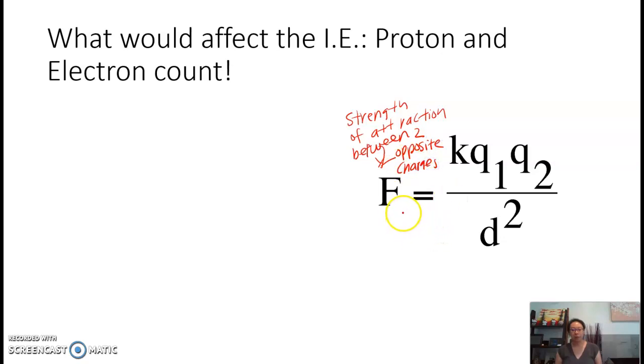Coulomb's law, or the strength of attraction between two opposite charges, states that it is directly related to the magnitude of the charges. Direct relationship means if the charges get bigger, so does the attraction between the two charges. If the charges get smaller, so does the attraction between the two opposite charges. So it's a direct relationship. Q1, it doesn't matter which is Q1 and Q2, but one represents protons, one represents electrons. So this is magnitude, which means amount, how much.